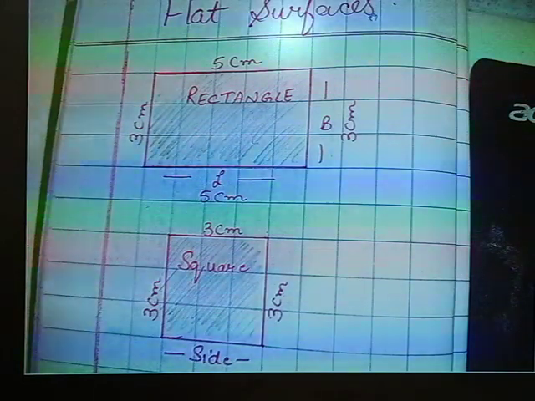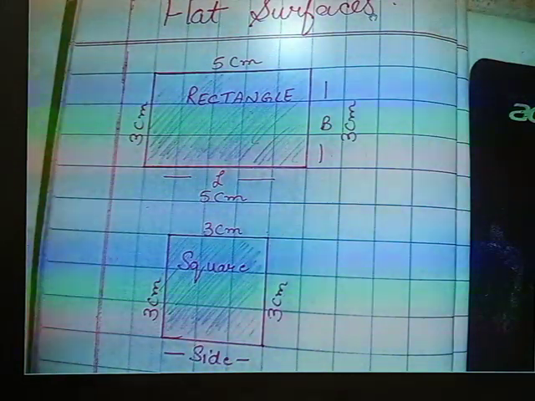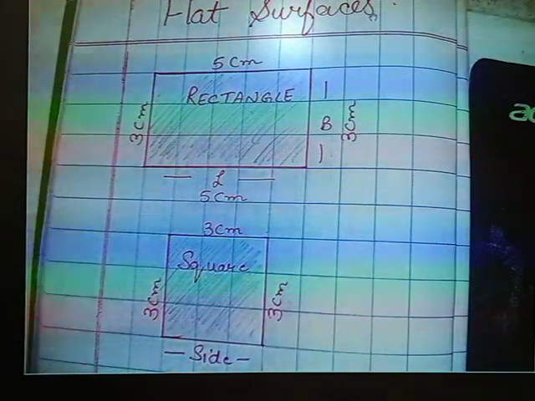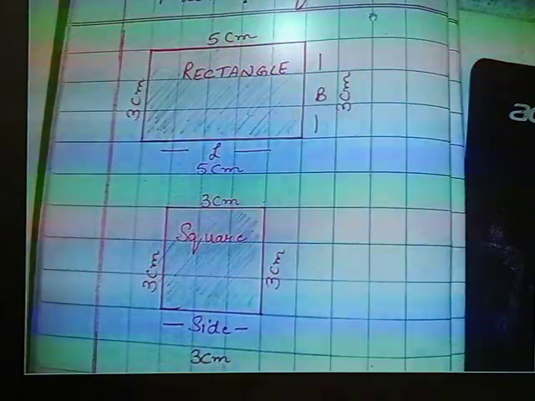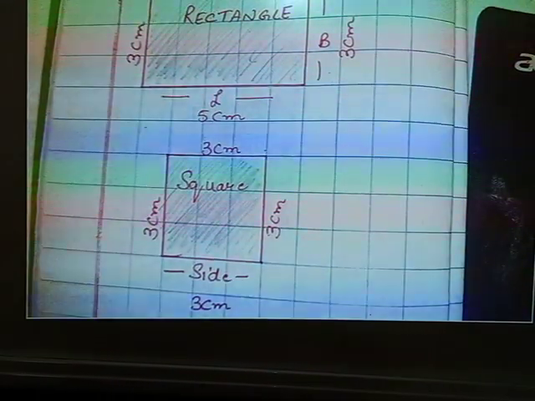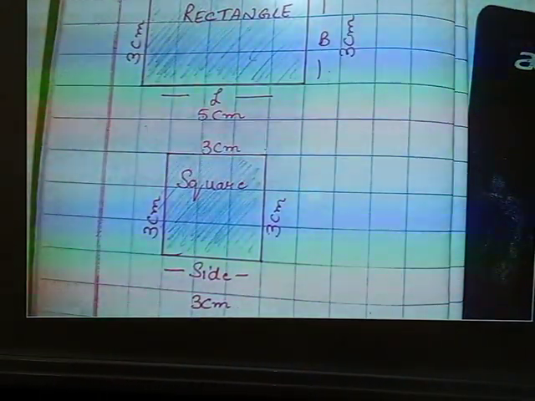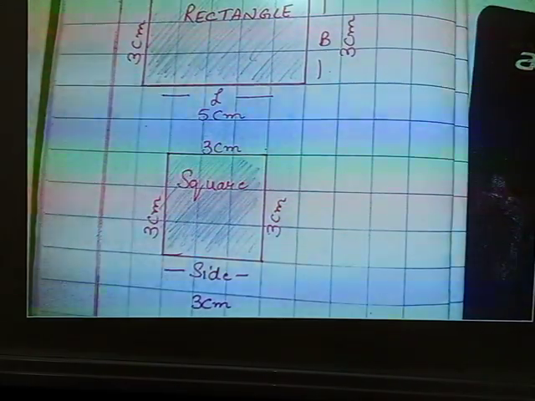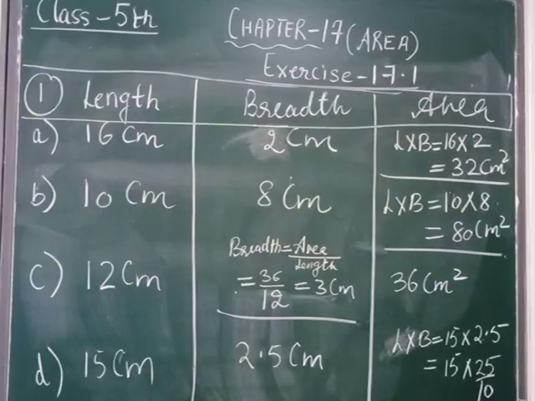After that, let us come to the square. You can see all the sides are equal in the square, that is given 3 cm. And what is the formula? It is side multiply side, that will be 3 multiply 3. 3 multiply 3 is 9 cm square will be the area of square.